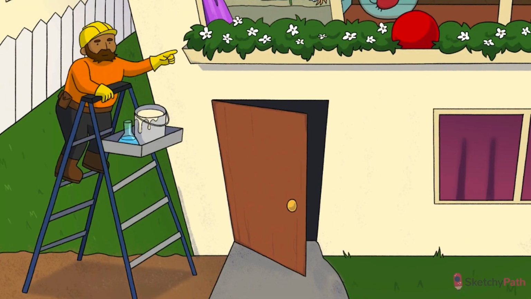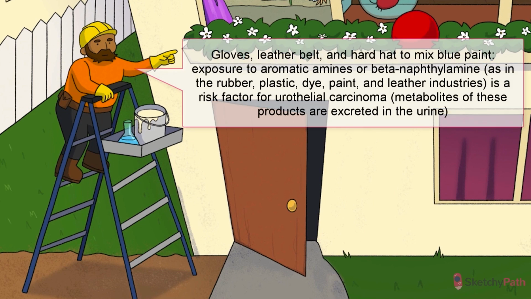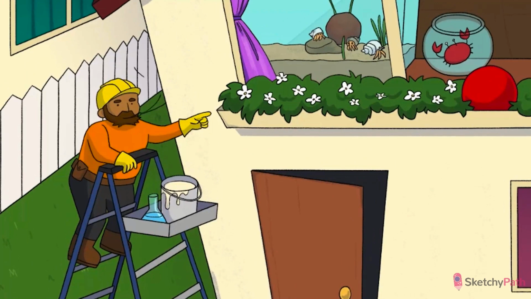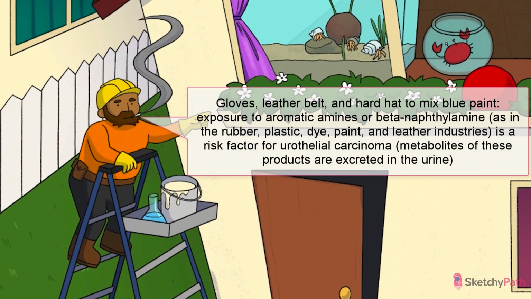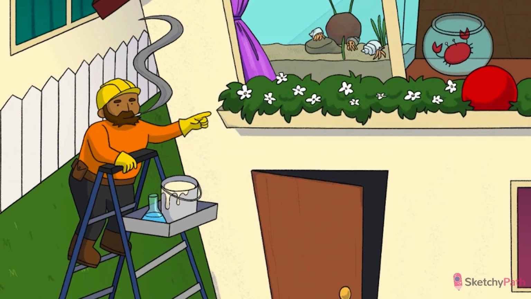Occupational exposures to aromatic amines, such as beta-naphthylamine, are important risk factors here. These are prevalent in industries involving rubber, plastic, dyes, leather, and paint. These substances are excreted in the urine, and while they sit in the bladder waiting for urination time, that poor urinary epithelium is bathed in the carcinogenic chemicals. In Western countries, the most common carcinogen associated with the development of urothelial cell carcinoma is cigarette smoke.